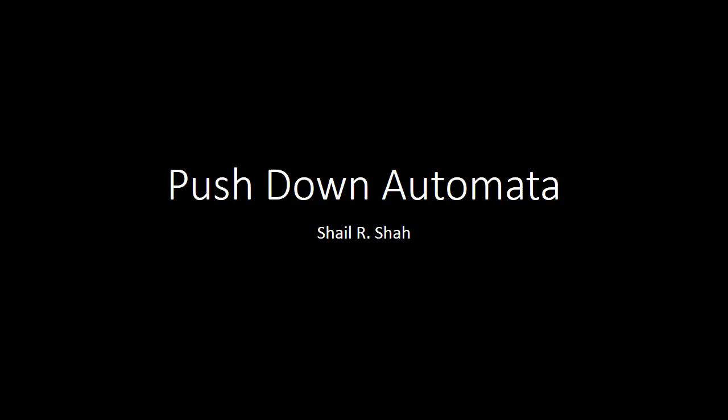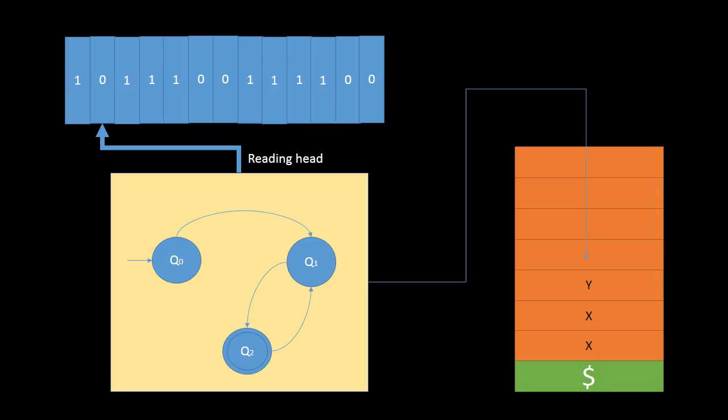However, PDAs are more powerful because they consist of an additional component, which is the stack. Let us look at it in detail. This is how we can visualize a PDA. A PDA consists of three main components. Let us look at each component one by one.